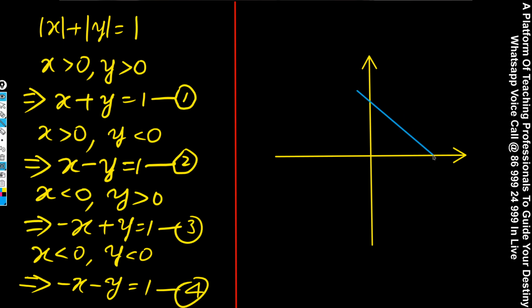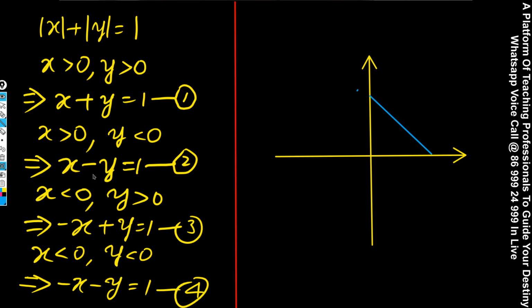This is the first line, please. It will not extend. It will be exactly here only because x is greater than 0. Let me draw. This x greater than 0, y greater than 0 lies in the first quadrant. It will not go up, it will not go down. Exactly, it will be like this.